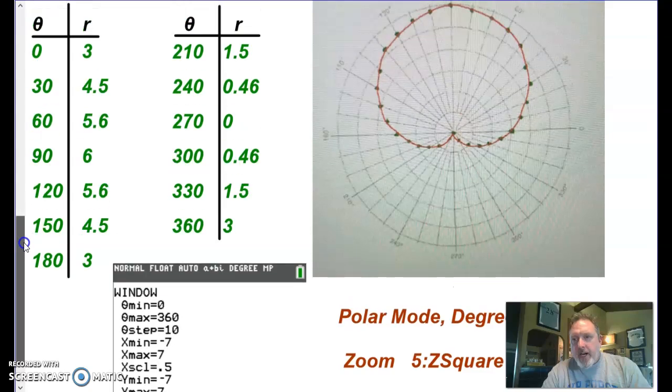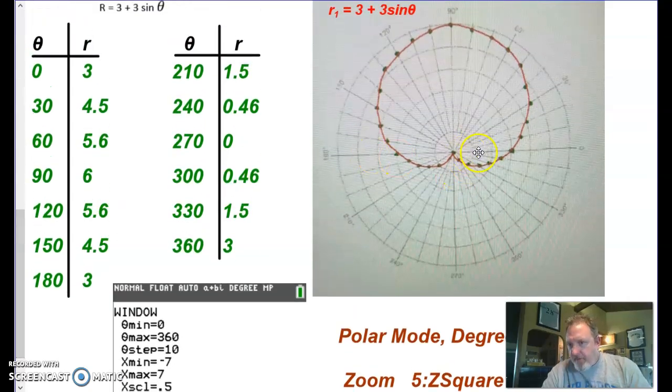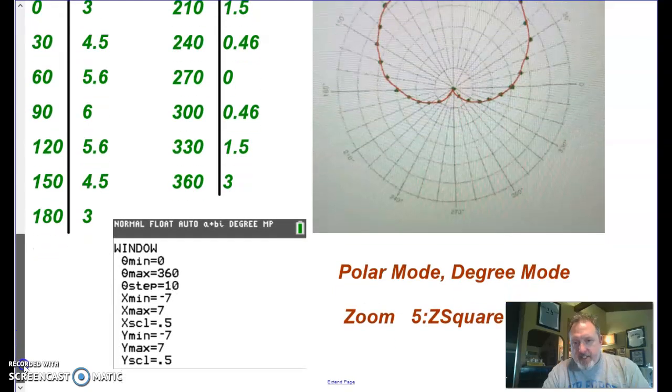For a window value, I went by this graph here. If you notice the rings, we've got 1, 2, 3, 4, 5, 6 rings out to the end. So I went a little bit bigger, negative 7 to 7. I'm in degrees, every 10 degrees, because that's what this graph does. For your x scale, you can leave it as 1 if you want. I changed it to 0.5. That really doesn't matter. I just made this scale a little bigger than this graph.